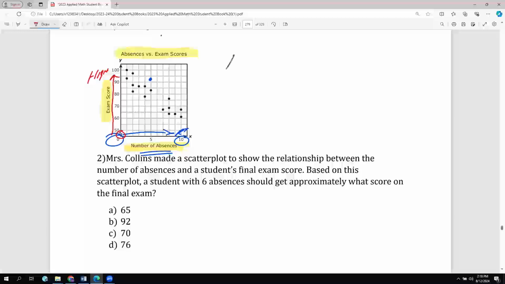If you increase your number of absences, which means I'm not going to school, I'm missing classes, I'm not showing up. So the more absences that I have from school, doesn't it make sense that my test scores would go low or get lower?